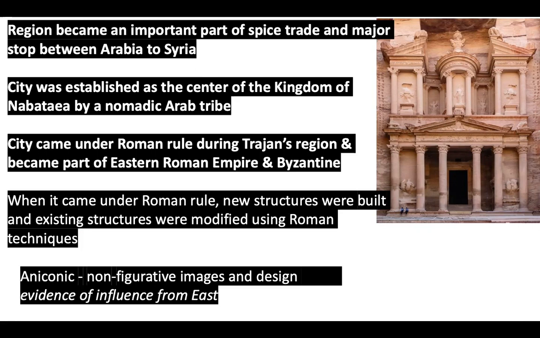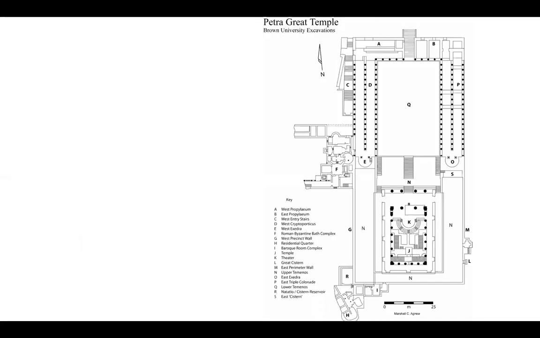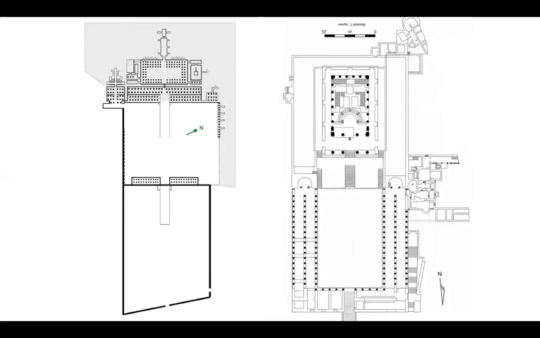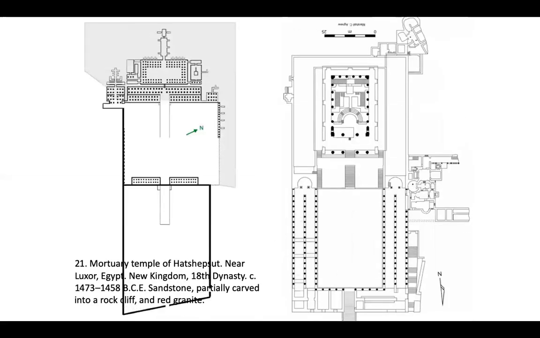Aniconic means non-figurative images and design, that's evidence of influence from the East. Remember, you can't have any depictions of human figures if it's aniconic and Islamic. Okay, there's just some pictures of the ground plan, floor plan. You can compare that to the temple of Hatshepsut from Egypt.